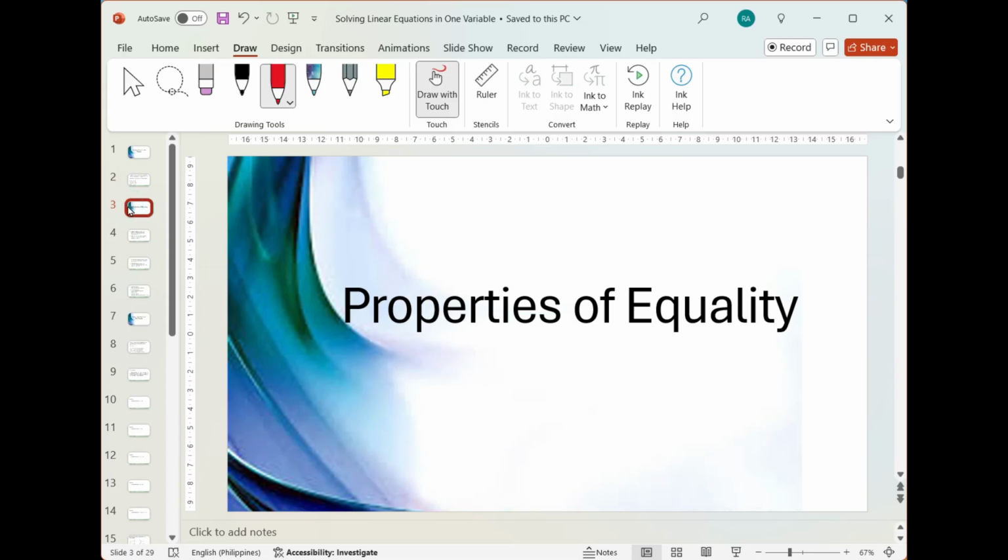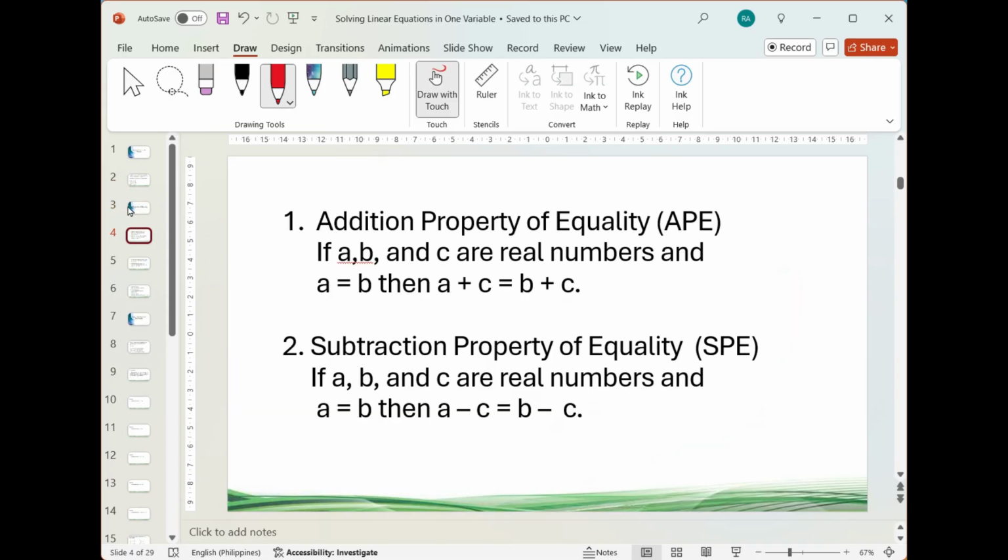Next, let us review the different properties of equality. Number 1 is addition property of equality or APE. So if A, B, and C are real numbers and A equals B, then A plus C is equal to B plus C. Ibig sabihin, sa addition property of equality, pag nag-add ka ng same real number sa magkabilang side ng equation, mag-e-exist pa rin or yung equality niya still holds.